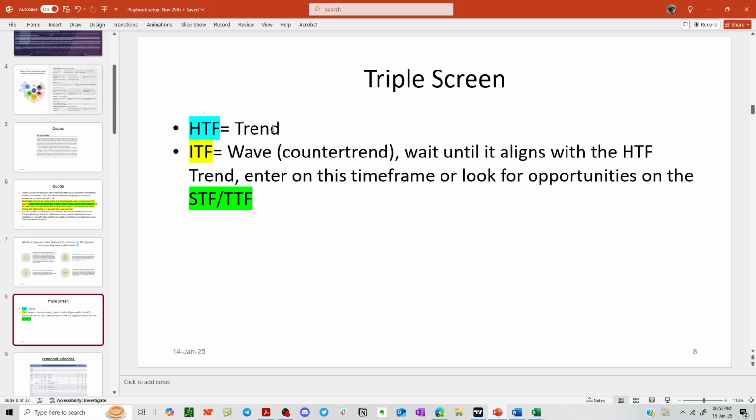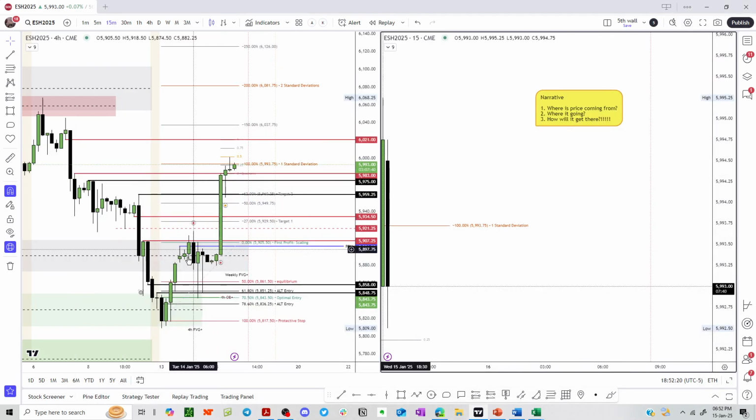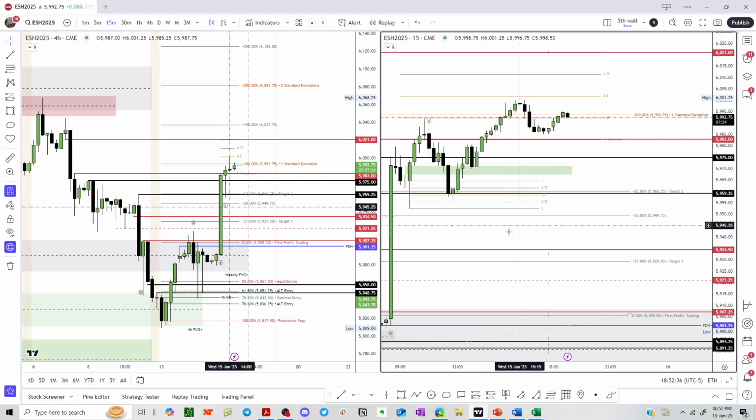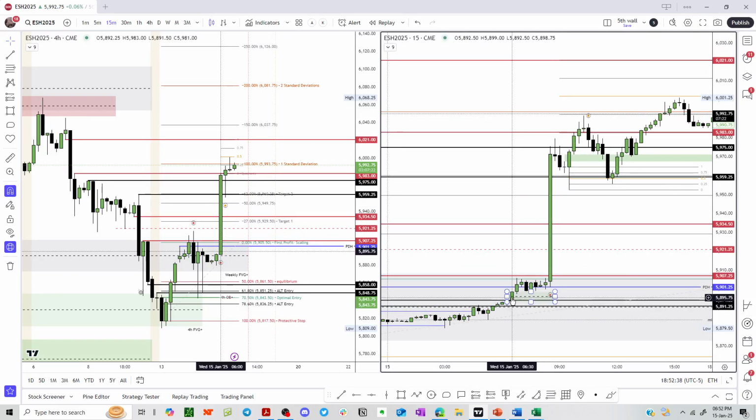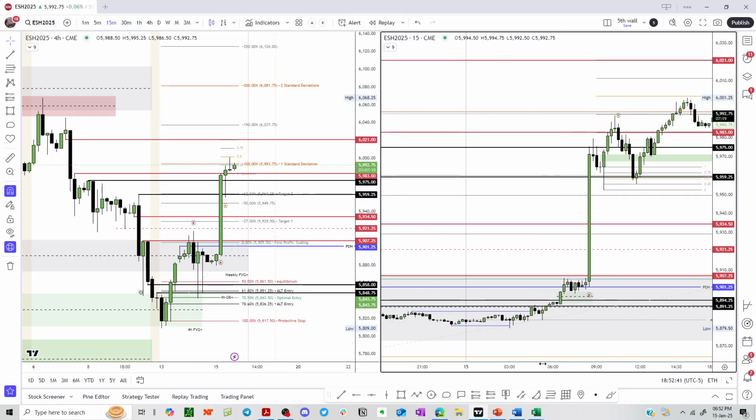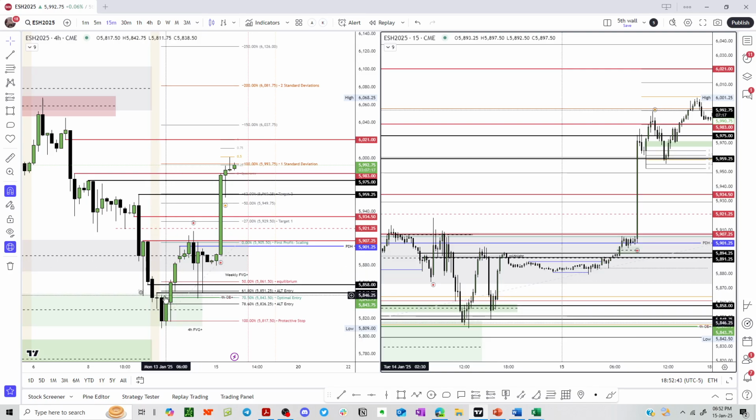So you could utilize ICT concepts such as internal range liquidity to external range liquidity for those reasons. And that's pretty much what we have here, right? We have the low, we have the high here, we have the retracement here. So then we have price consolidating at this level here, and then on the lower time frame, we see our opportunity, right?